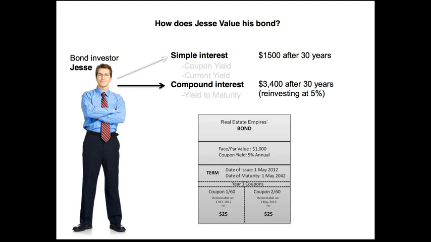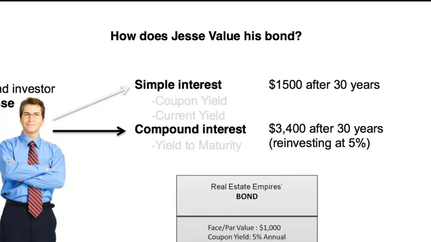Okay, so let's compare the simple interest versus the compound interest. You can see in the simple interest, and this would be for the total duration, as if from the first day that Jesse bought it clear up to 30 years later, you're only valuing the bond as going to make $1,500 for you during that duration. But when you look at the compound interest, you can see that it's $3,400 if it's reinvested at 5% for each coupon. So that's a pretty big difference. I mean, we're talking more than double the money on a bond.